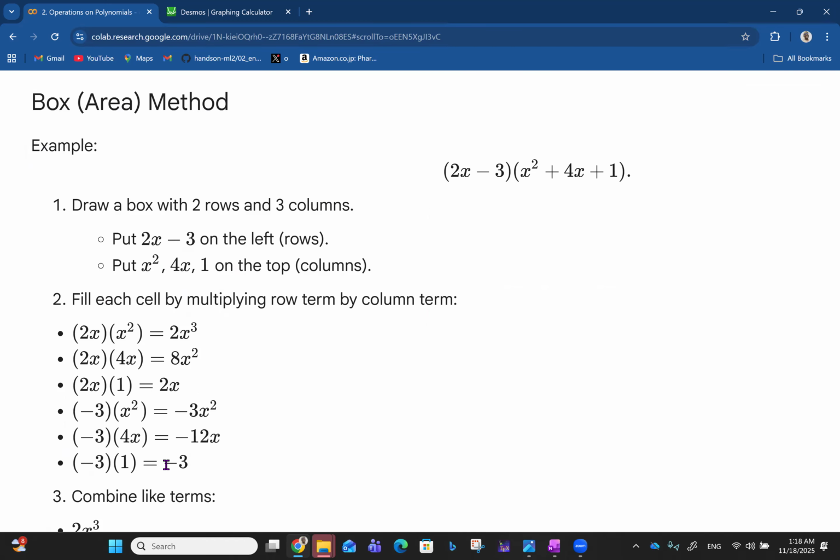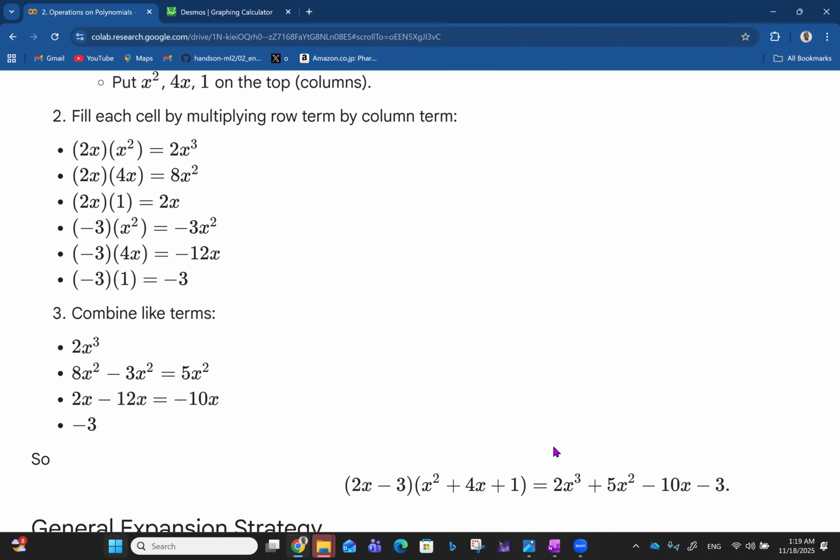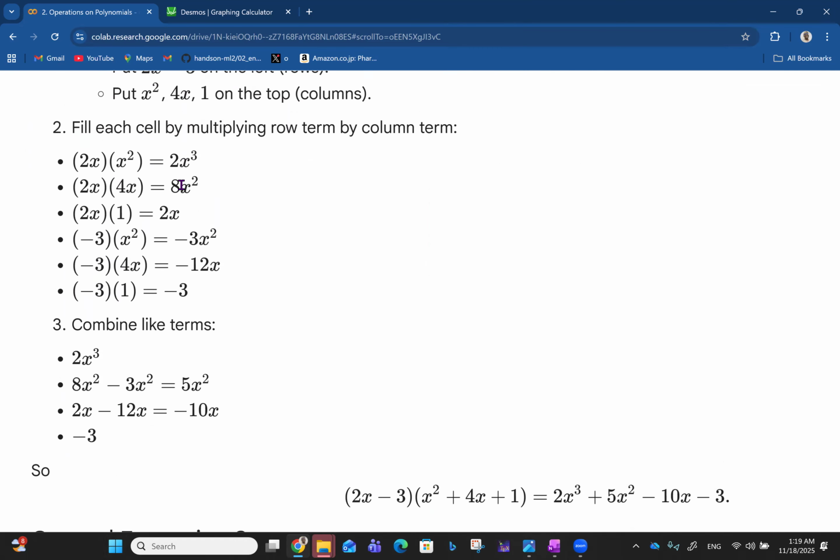So you're going to have this kind of expression. That's 2x multiplied by x squared, 2x multiplied by 4x, and all that. I'm going to demonstrate it, so I'm not bothering so much about this right now. You fill each cell by multiplying row by column. Then combine like terms, and you get your answer, 2x cubed plus 5x squared minus 10x minus 3. So let's go for that.